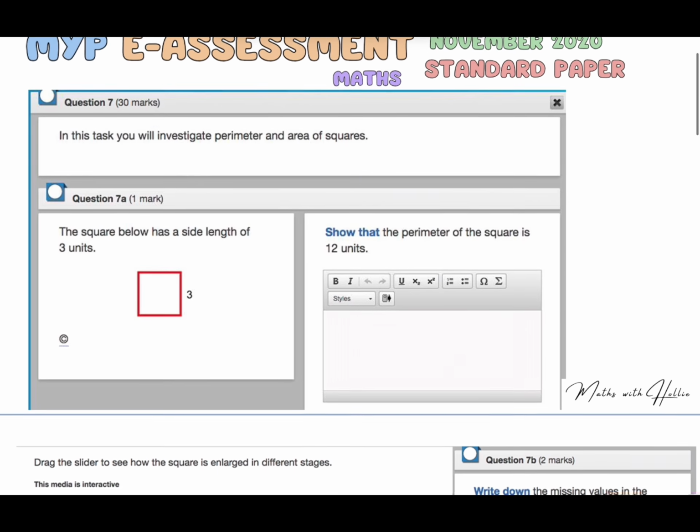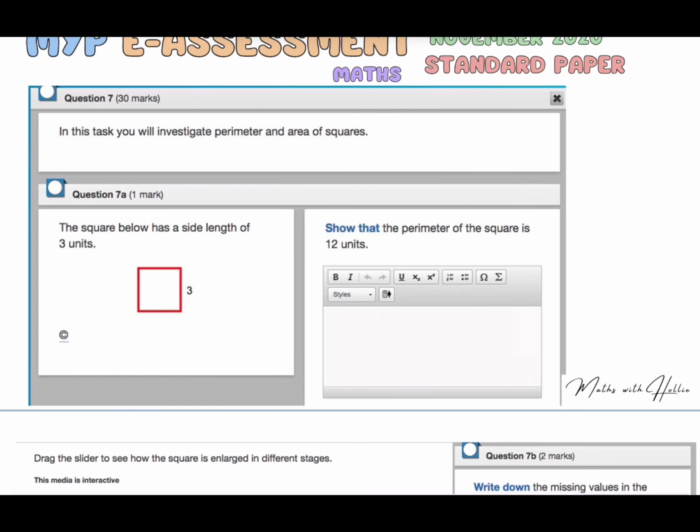So the question usually starts with something that will say, show them something. In this question, they gave me a square where the sides are 3 units, and the question has asked me to show the perimeter of the square is 12. Well, we know with a square, all the sides are the same. We know with the perimeter, you add all the sides together, so that will give me 12.